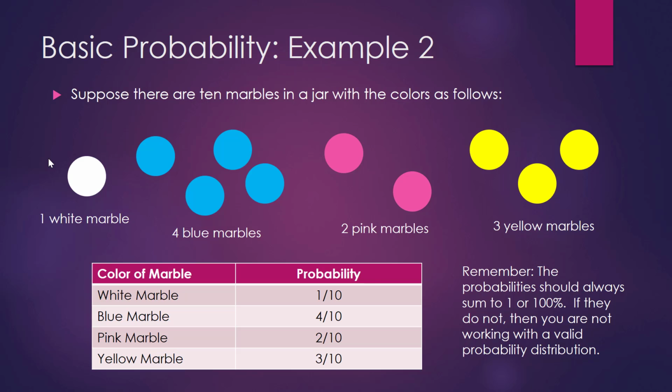Remember, in a probability model, the probabilities should always sum to 1 or 100%. If they do not, then you are not working with a valid probability distribution.